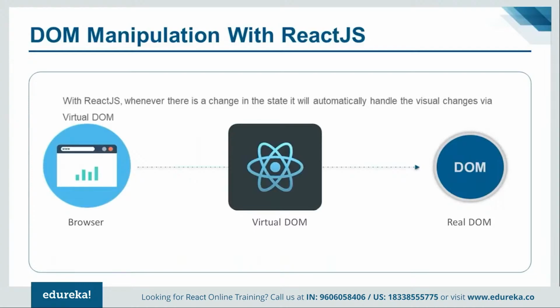So in React, basically there is an additional layer in between, which is termed the virtual DOM. This basically sits between the browser and the actual DOM. Whenever there is a change in the DOM structure, first the virtual DOM will try to understand what that change is, and it will only apply the differential to the actual DOM.